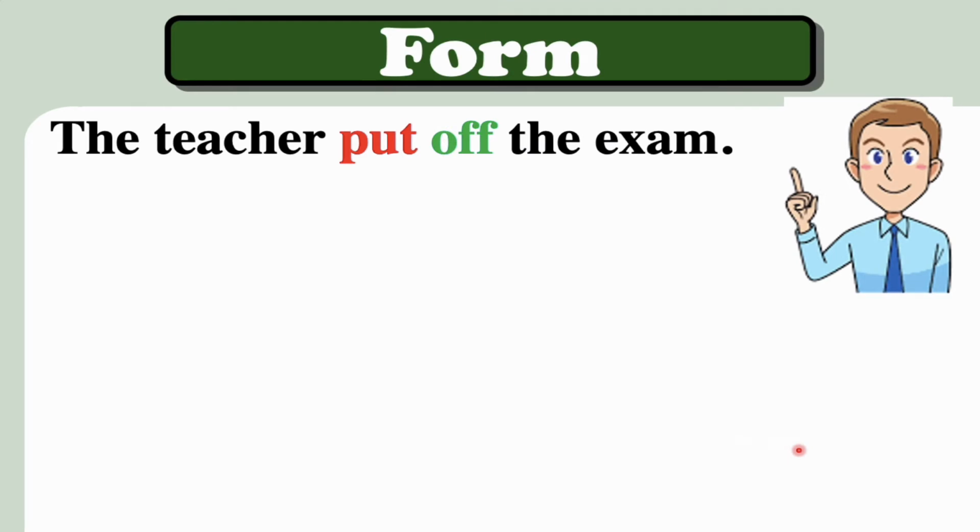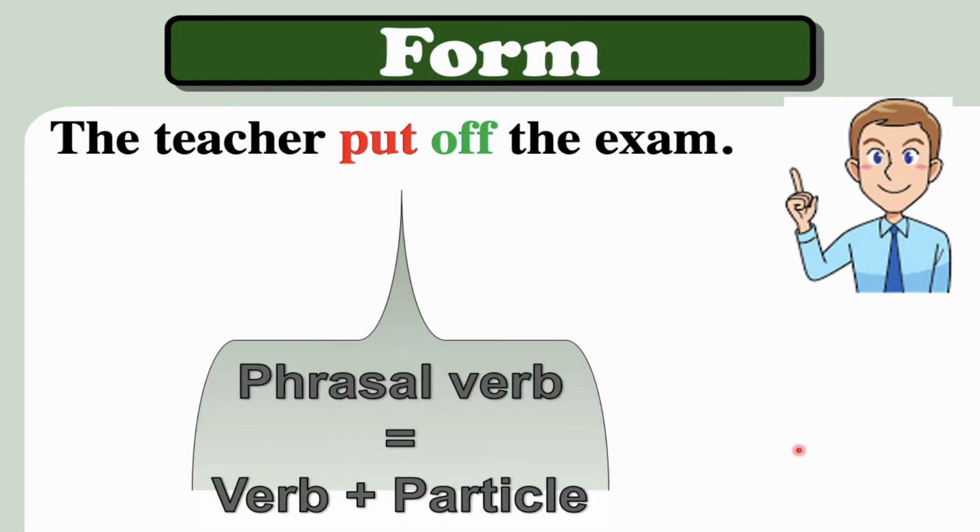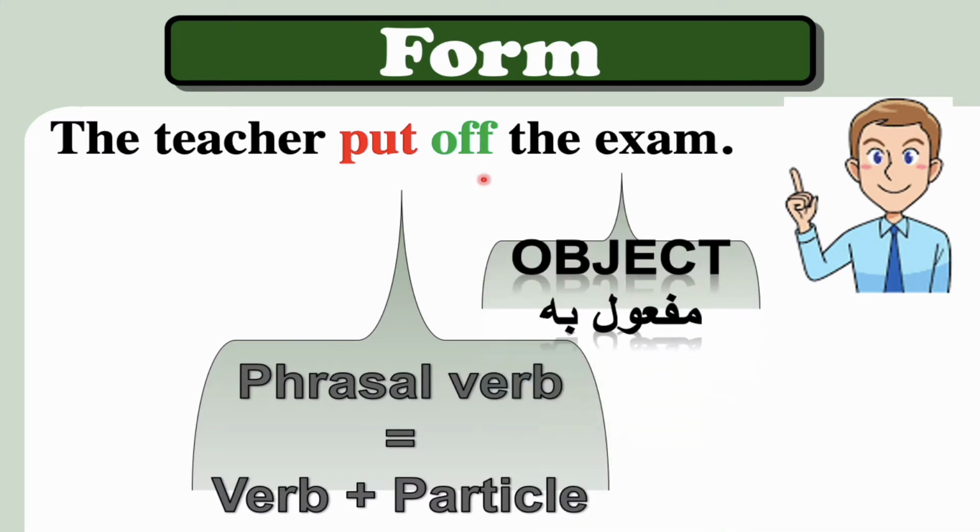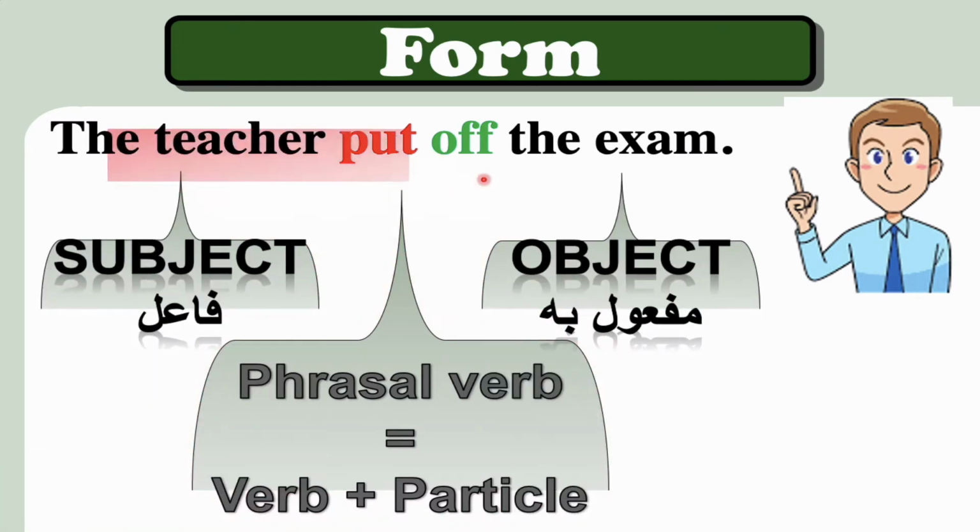So we have, the teacher put off the exam. So put off is the phrasal verb. Very good. Verb plus particle. Where is the verb? Put. What is the particle? Off. Excellent. And the exam is the object, and the teacher is the subject. Excellent. Very good. This is the form.